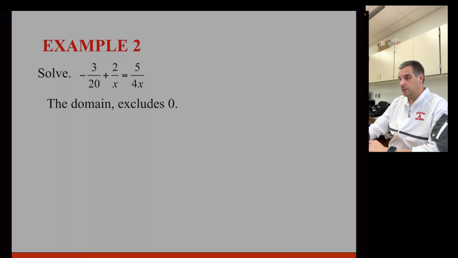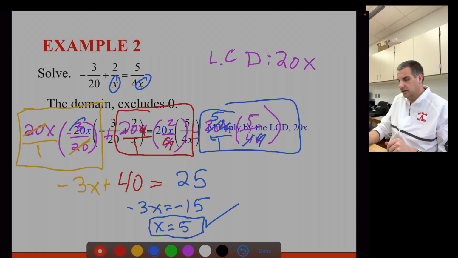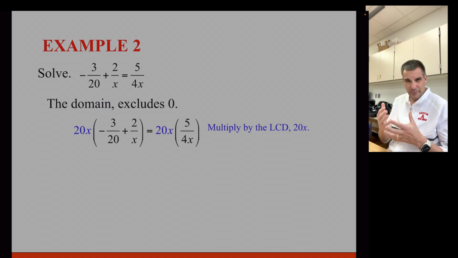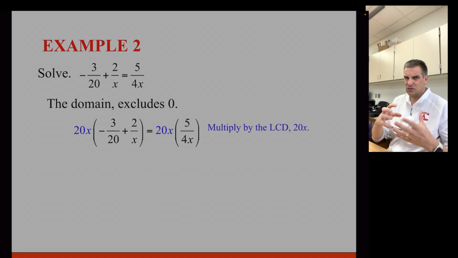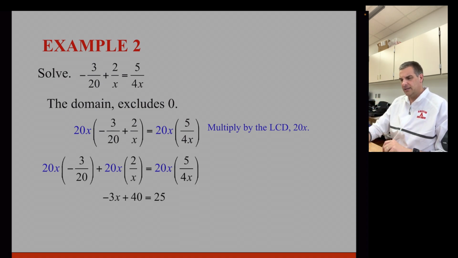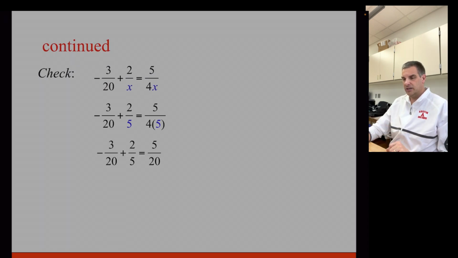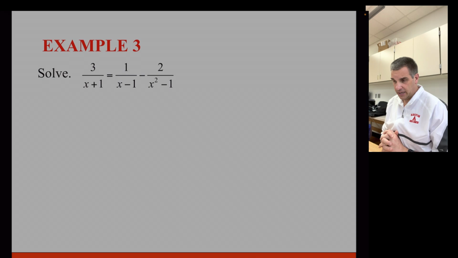So again, let's just kind of review how they did it. They wrote it a little bit differently. I don't like to write it like they wrote it, because sometimes you forget to distribute that 20x into the 2 divided by x. So I like to write it out a little bit longer than they do, but do what you're comfortable with, just be aware that that 20x has to be distributed, and it can cause some issues. So that's why I wrote it down the way that I did. And they got the same solution that I did. And again, it's a proposed solution. We have to check to make sure it works, and we did that. So that's our solution.